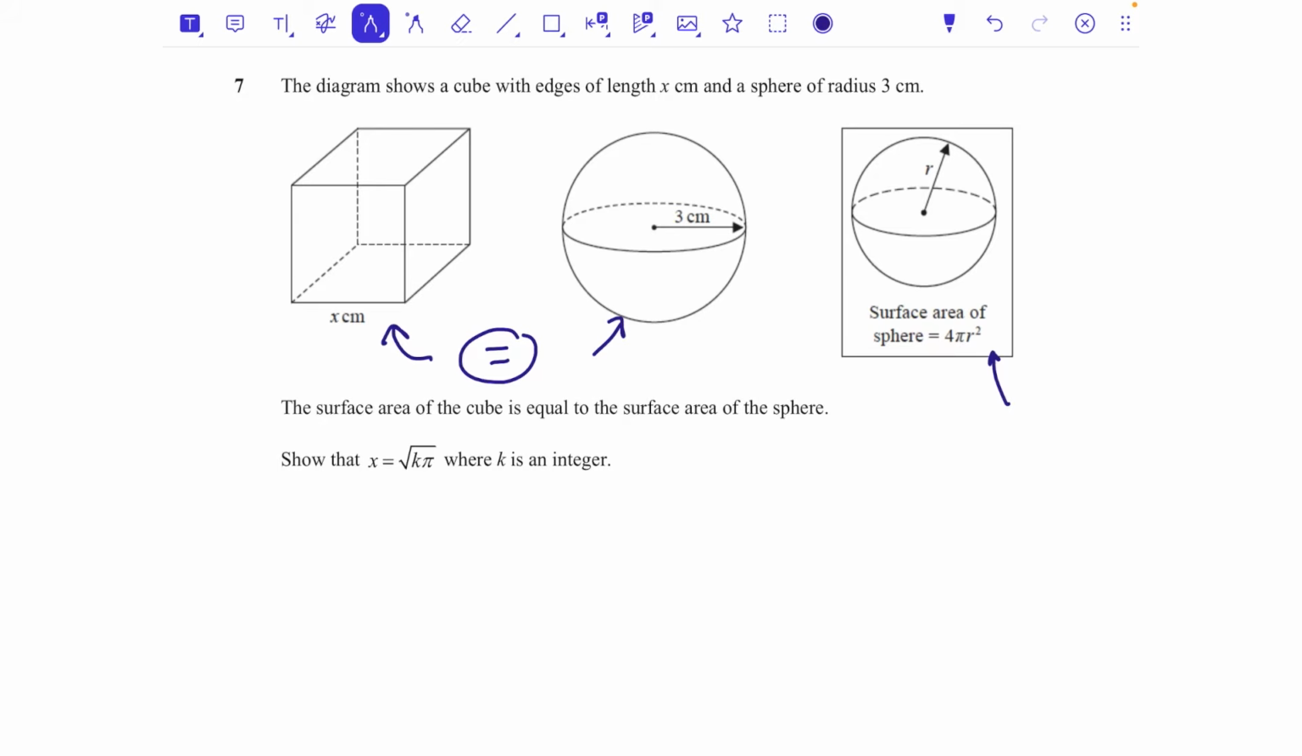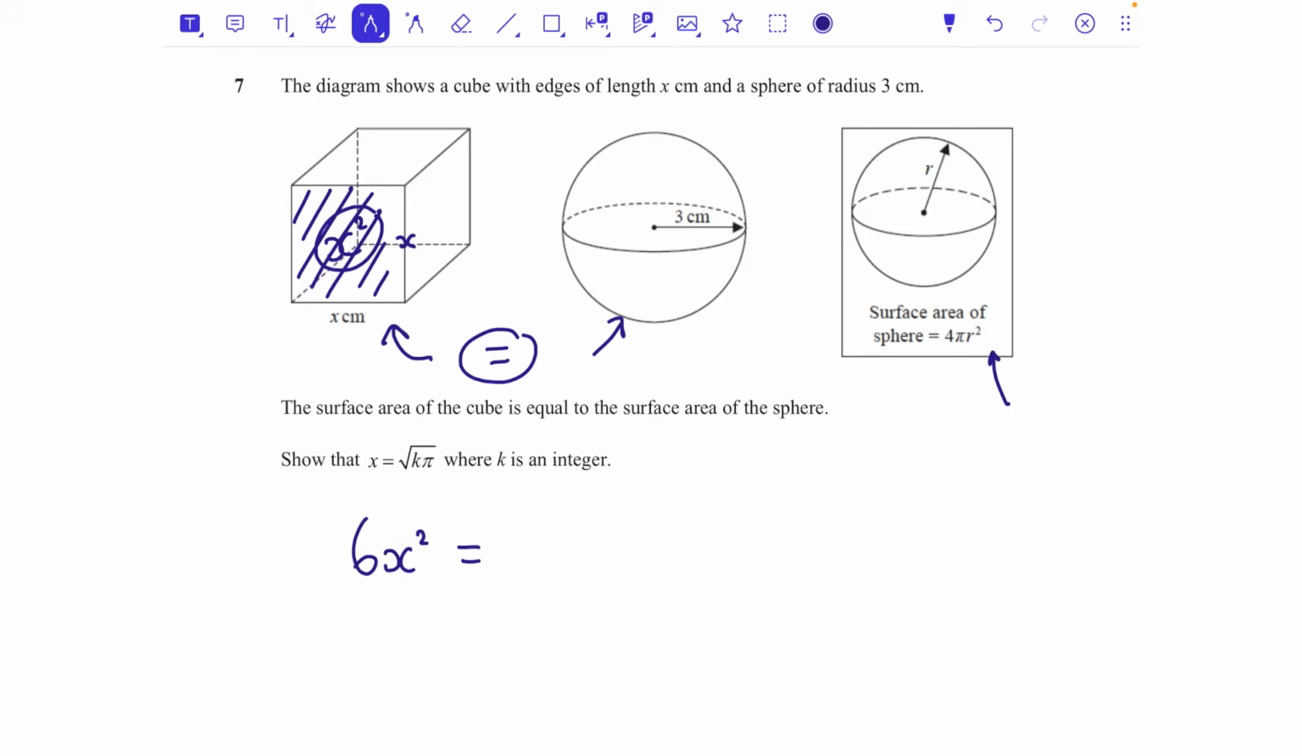Okay, so the surface area of the cube, we know that there are 6 identical faces on a cube. Every single face is x wide and x tall. I want the area of all of those faces added together. So each face has an area of x squared because it's x wide and x tall. So there are 6 identical faces on a cube, so I know the surface area is 6x squared. And that equals the surface area of the sphere.